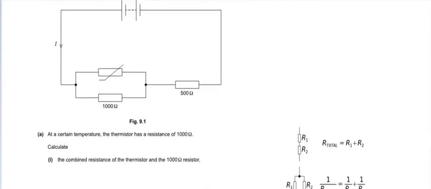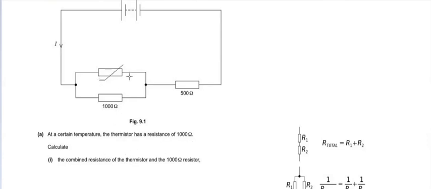Now at a certain temperature the thermistor has a resistance of 1000 ohm. We know the function of the thermistor. A thermistor is a resistor whose resistance increases or decreases when temperature changes. Depending on the type of thermistor, its resistance changes with the change in temperature. We have learned this. So the thermistor has a resistance of 1000 ohm.